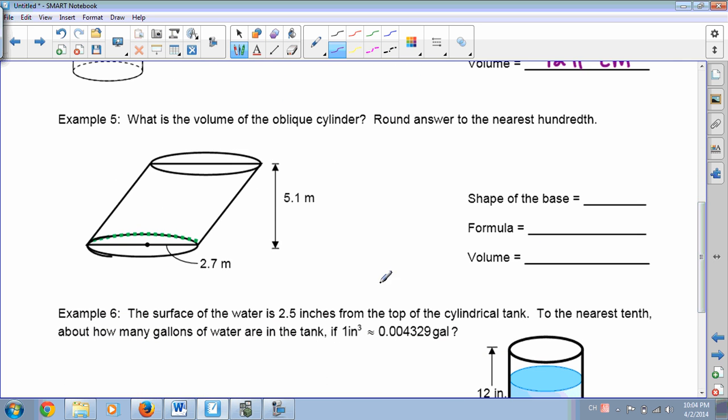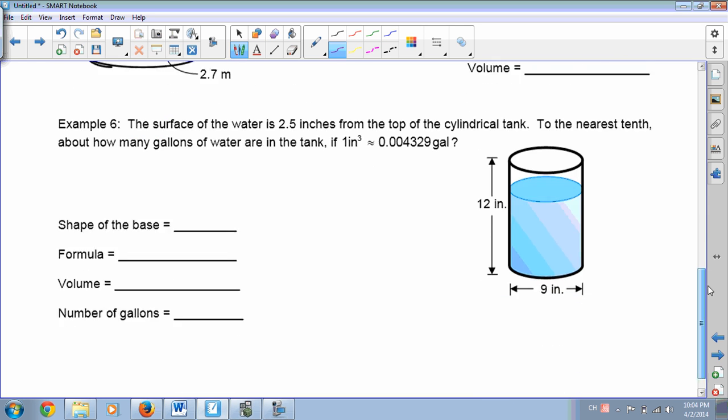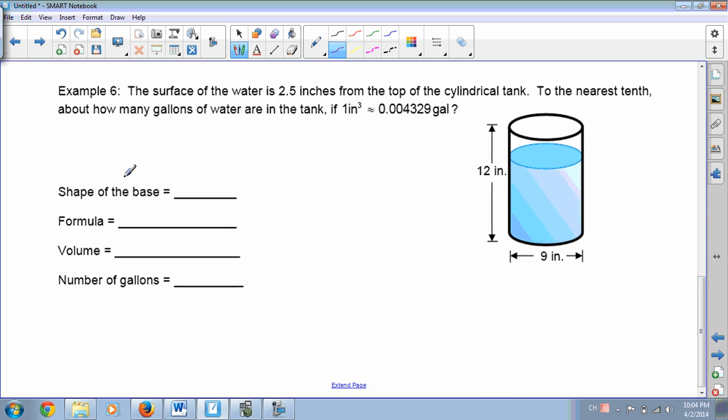Okay, we're going to save example number 5, which is also a cylinder, for class. And we're going to go ahead and finish up example 6 right now. Example 6 is also a cylinder, but it appears that it has some water in it. The surface of the water is 2.5 inches from the top of the cylindrical tank. So this is the water, and it doesn't fill up the tank. So the distance from the water to the top of the tank is 2.5.